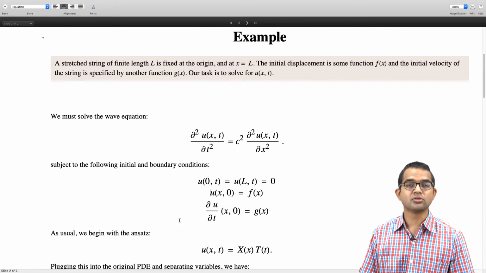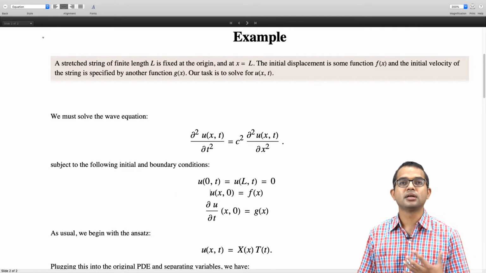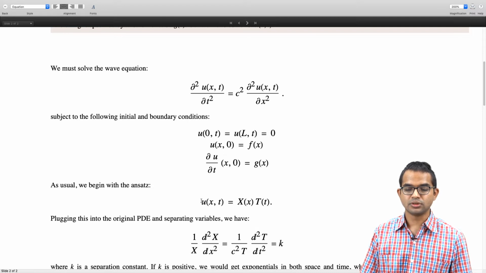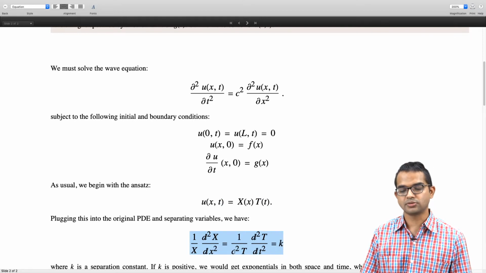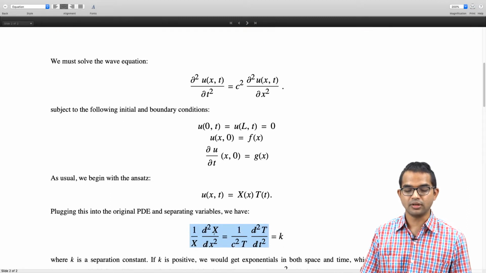Now we begin with this ansatz, which is to separate these variables, u of x comma t as X of x times T of t. When we plug this ansatz into the differential equation and we separate variables, we have 1 over X d squared X by dx squared is equal to 1 over c squared T times d squared T by dt squared, and since we have a function of x must be equal to some other function of t for all x and t, both of these must be equal to some constant, let's call it k.